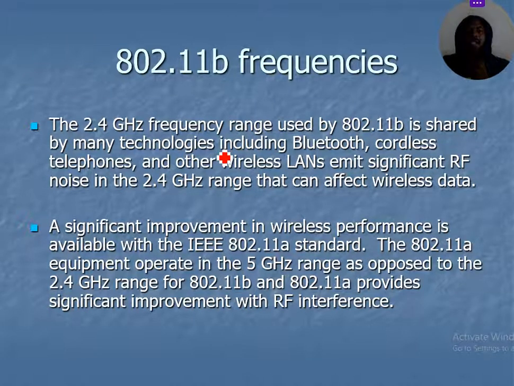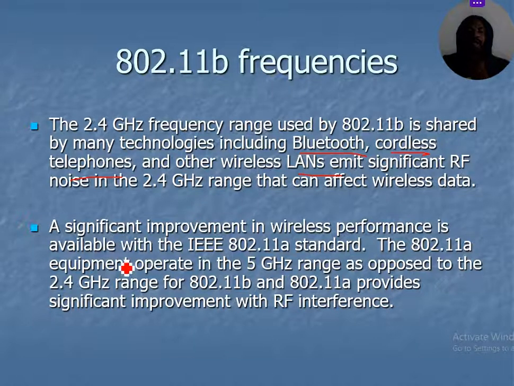One advantage it has is that 802.11b can be shared by many technologies. One of them is Bluetooth. It can be shared with Bluetooth, with cordless telephones, and also other wireless LANs, WLAN, which emits significant RF noise in the 2.4 gigahertz range.